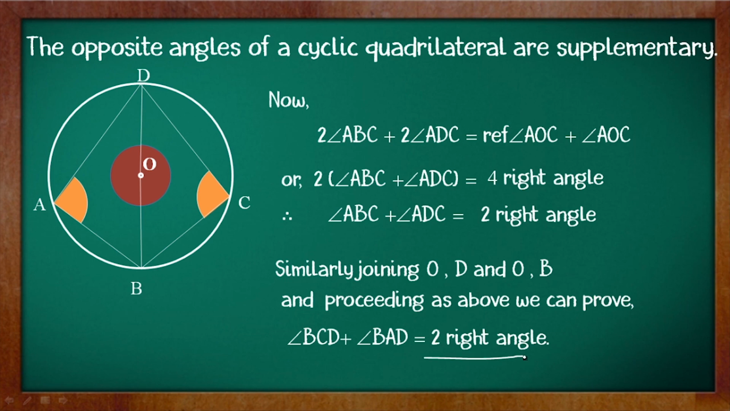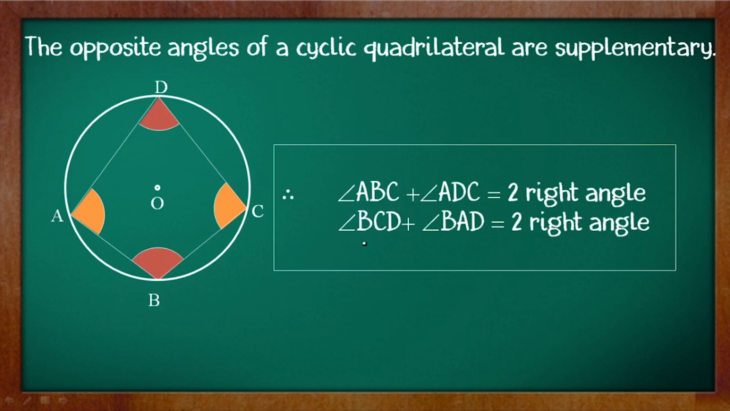So finally, what we get is angle ABC plus angle ADC is 2 right angles, and BCD plus BAD is again 2 right angles. That means the opposite angles of a cyclic quadrilateral are supplementary. So this is how we prove this theorem. I hope that you understood the proof of the theorem.